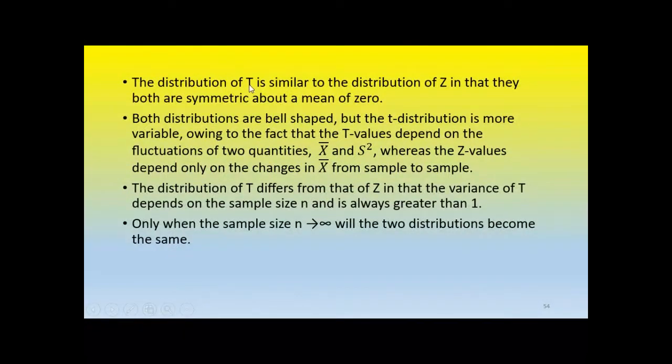The distribution of t is similar to the distribution of z in that they are both symmetric about a mean of 0. The t distribution, you can see the figure on the next slide, looks like a normal distribution. Both distributions are bell-shaped, but the t distribution is more variable owing to the fact that t values depend on the fluctuations of two quantities, x bar and s square, the sample mean and sample variance, whereas Z values depend only on changes in x bar from sample to sample.